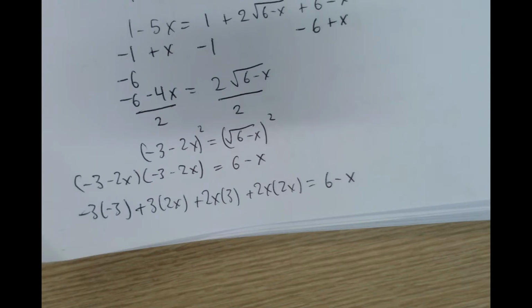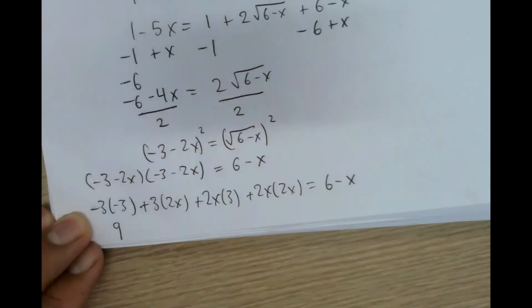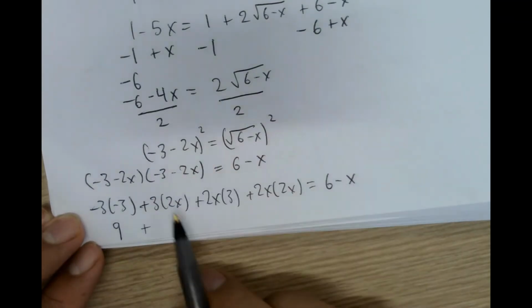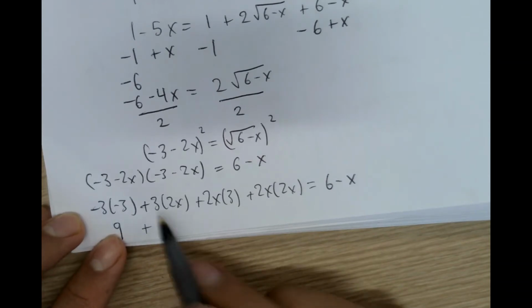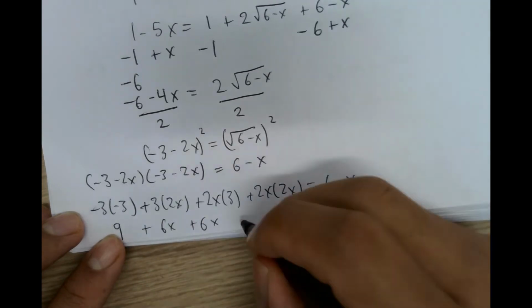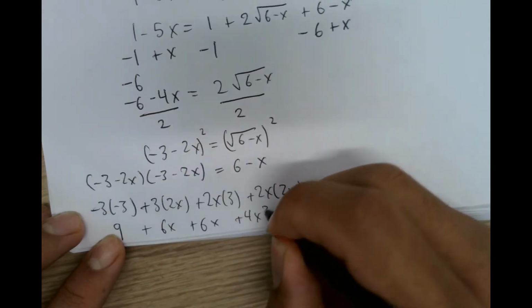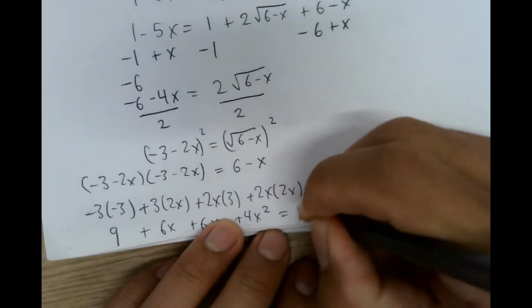Okay, we're almost there. So then we just multiply. Negative 3 times negative 3 is 9. We have plus... I'm going to actually skip a step here. So this is 6x, or I could just show you. This is 6x plus 6x plus 4x squared is equal to 6 minus x.